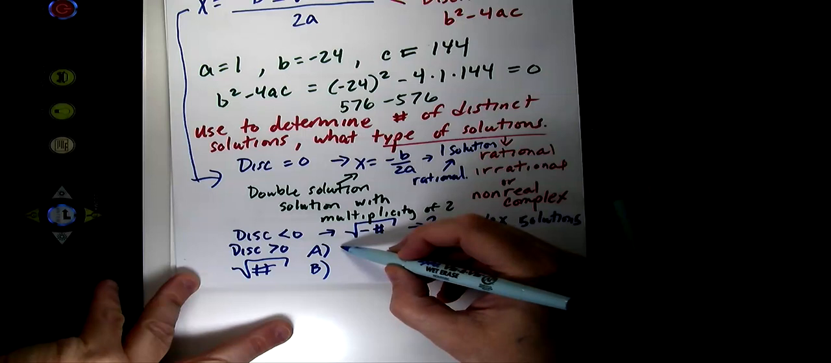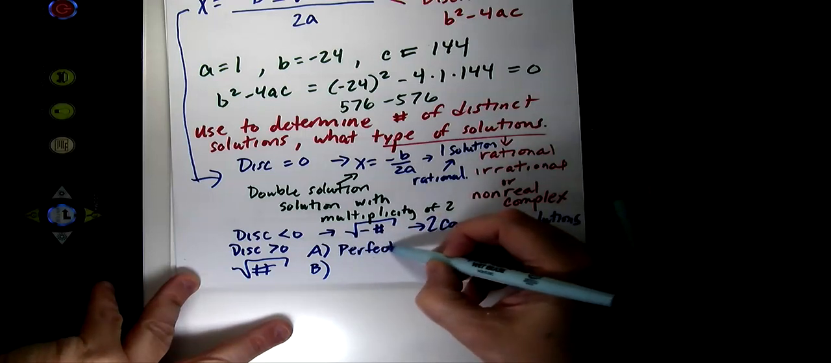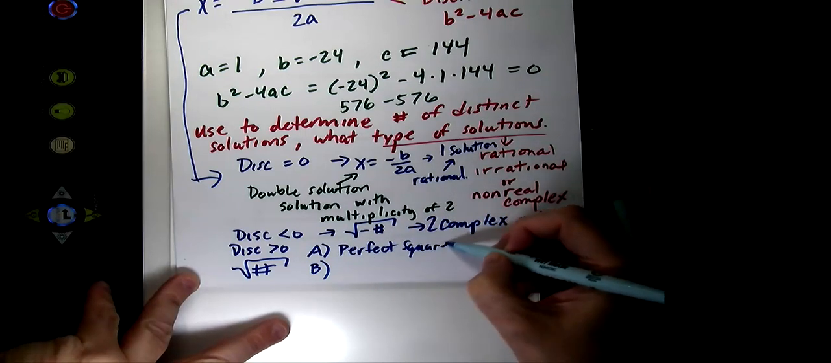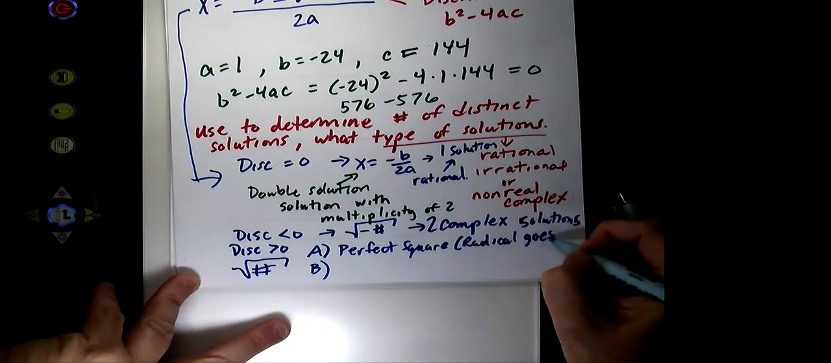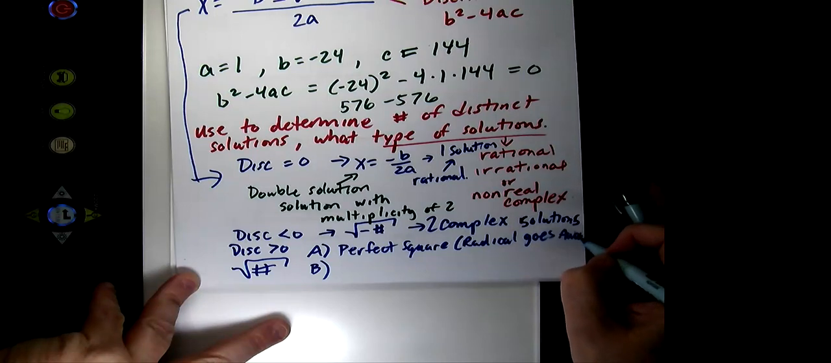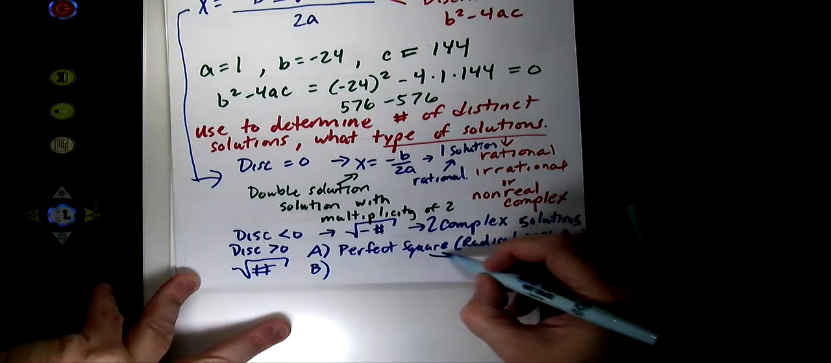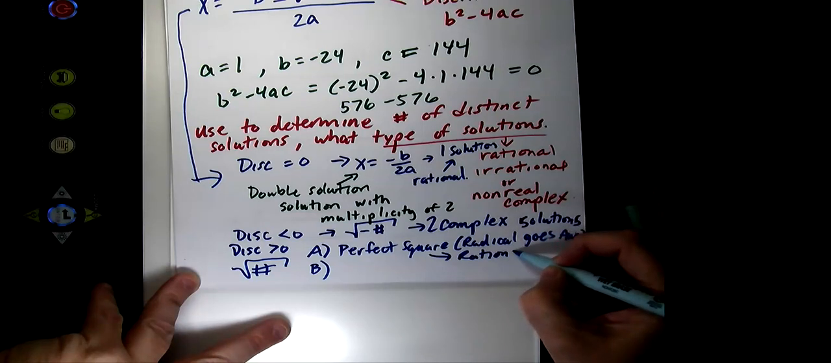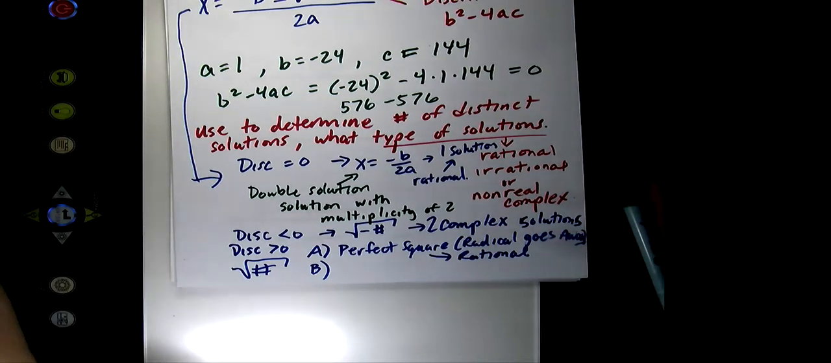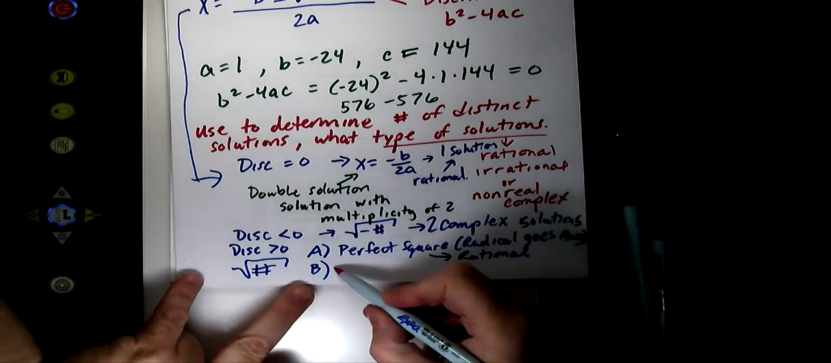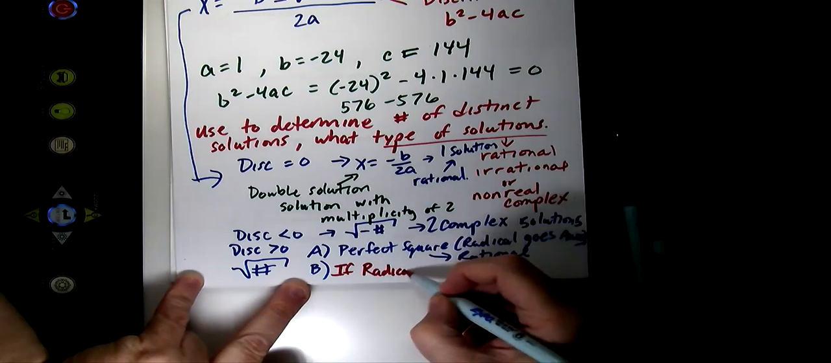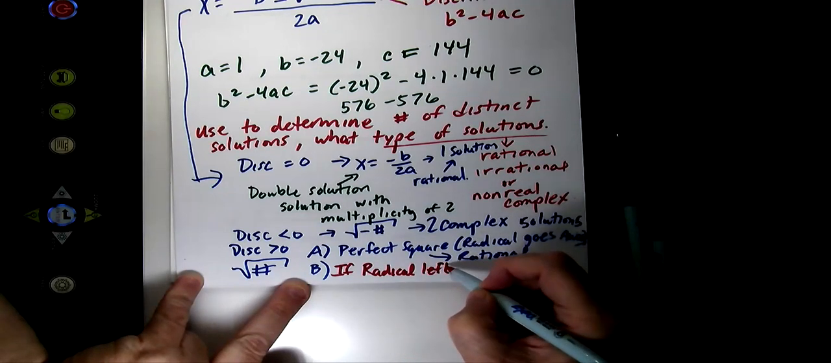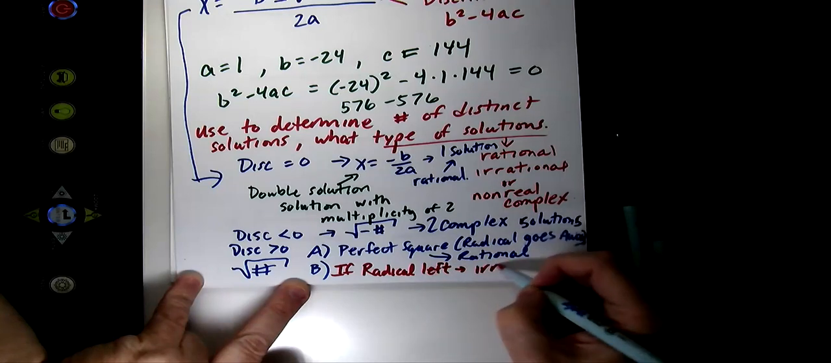If it's a perfect square, the root goes away, that radical goes away. This is called rational. It makes a ratio. There is no radical present. If there's a radical, it's irrational.